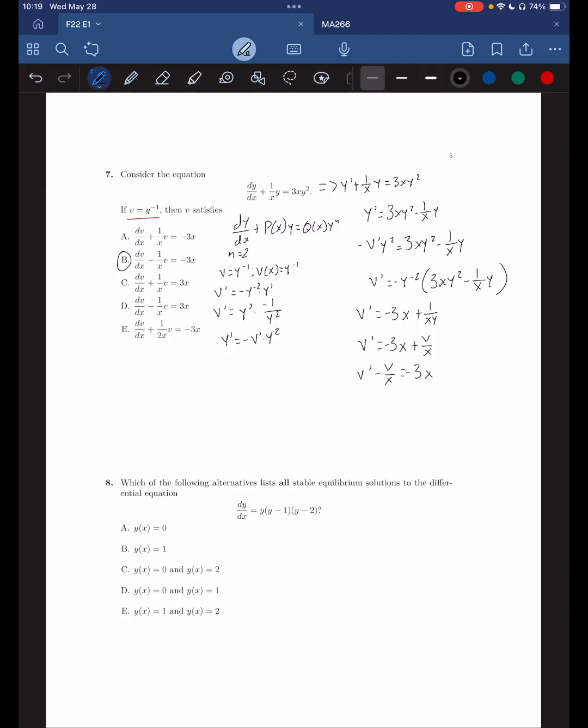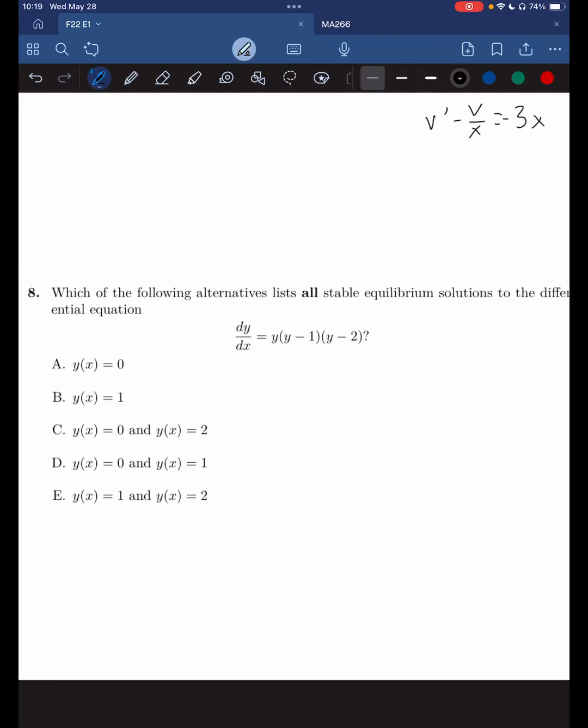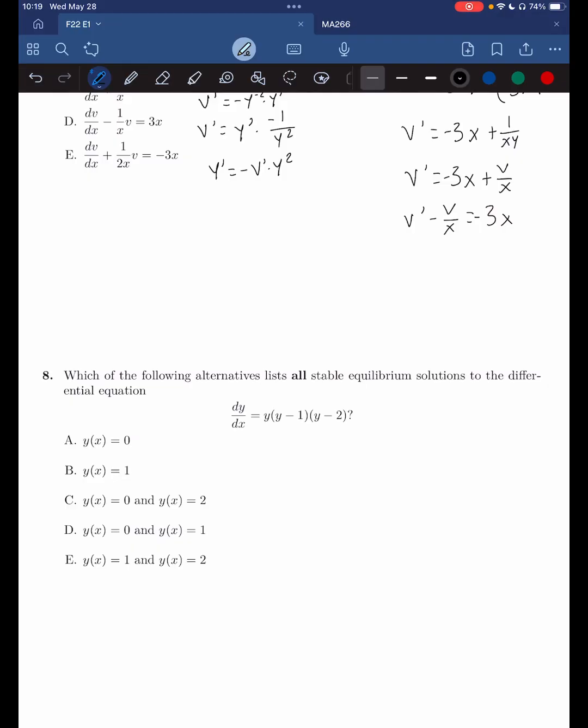So number 8, which of the following alternatives list all stable equilibrium solutions to the differential equation? First we want to find our critical points, right? Critical points is just when this is equal to 0. It's pretty easy. Y is equal to 0, 1, and 2. From here, we want to make our number line, or rather our sign chart, and try to make it relatively accurate, like 0, 1, 2.